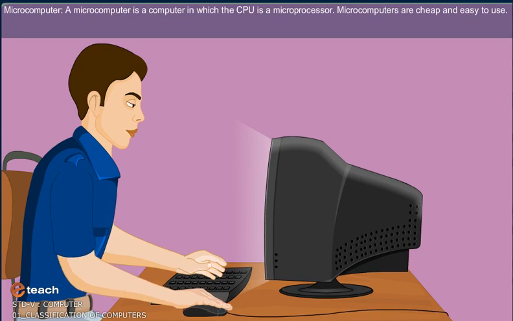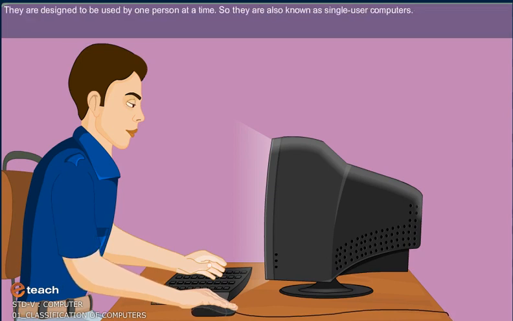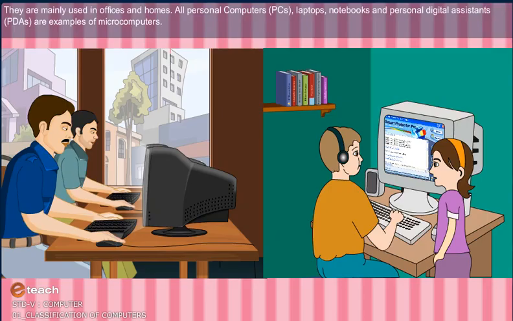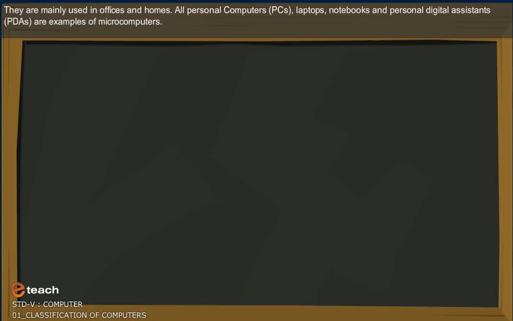Microcomputers are cheap and easy to use. They are designed to be used by one person at a time. So they are also known as single-user computers. They are mainly used in offices and homes. All personal computers, that is PCs, laptops, notebooks and personal digital assistants, that is PDAs, are examples of microcomputers.